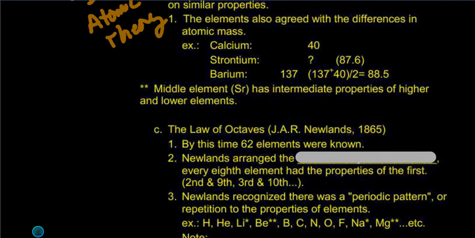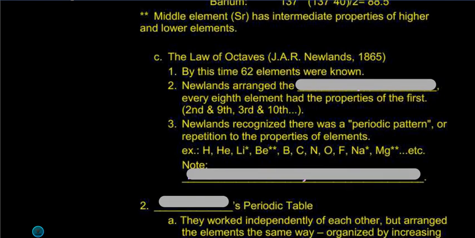Then in 1865, J.A.R. Newlands came up with the law of octaves. By this time, within the last 60 years, they had discovered 62 elements. That's another 32 elements in the last 65 years. And they were finding elements very quickly, like one every 2 years at this point, because they knew what to look for. Newlands arranged the elements by their atomic mass, and every eighth element had the properties of the first. And the second had the properties of the ninth, and the third had the properties of the 10th. And this is very similar to a musical octave, which is why he called it the law of octaves.